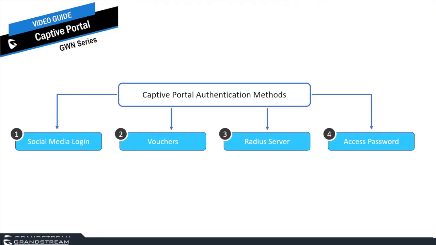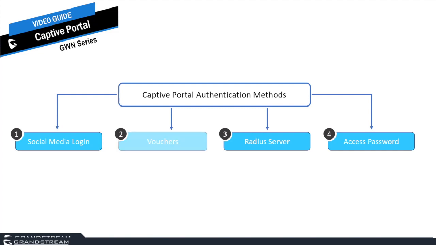So in addition to the option of implementing captive portal on open Wi-Fi, there is the option to restrict Wi-Fi access with authentication, and there are 4 methods for captive portal authentication that are supported on the GWN access points. First, there's authentication through social media login, which uses the API to allow login authentication between GWN access points and the social media platform servers. The 2 social media platforms currently supported are Facebook and Twitter.